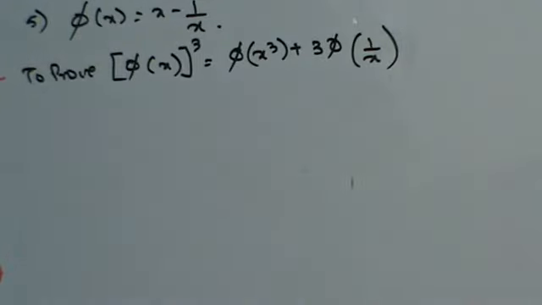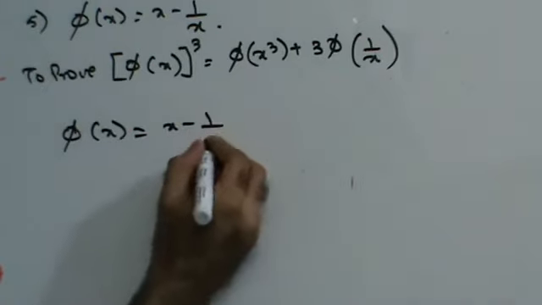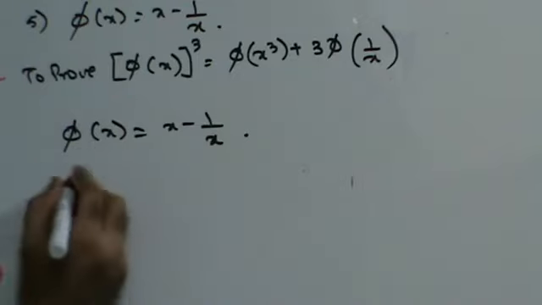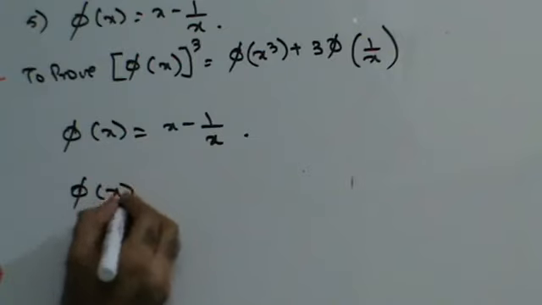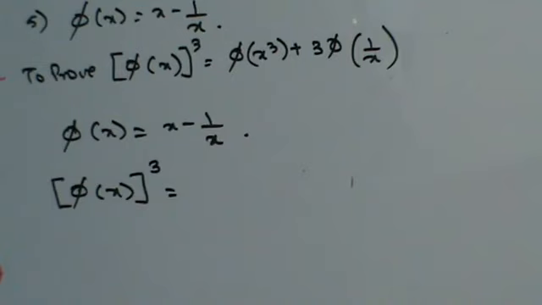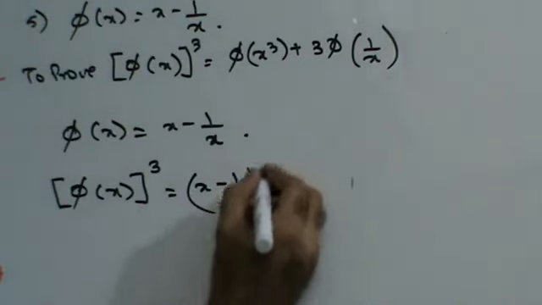Right? Let's see this. Now they've given me that phi of x is x minus 1 upon x. Guys, please don't be confused. Instead of using the word f, they've used the word phi. It's the same thing. It's just the function only. Okay. Now let's see this. Phi of x is equal to x minus 1 upon x. So what will be phi of x the whole cube? What am I doing? I'm cubing the left hand side. If I cube the left hand side, I have to cube the right hand side also. So this will be x minus 1 upon x the whole cube.